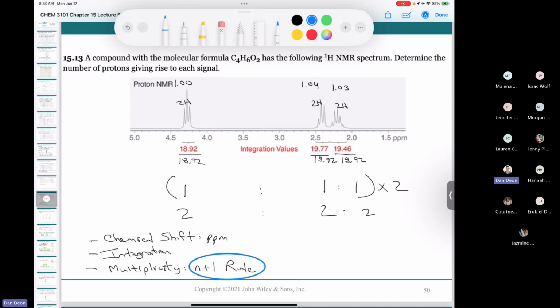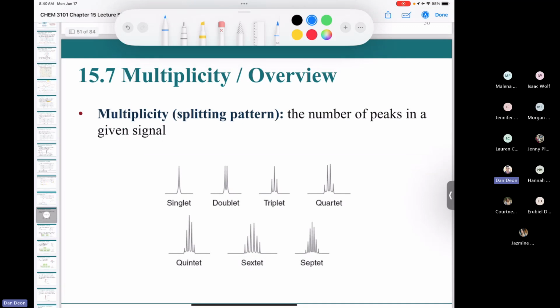Am I going to explain the N+1 rule? Oh, you bet your Bobby socks I will. Okay, it's important that I explain it. But again, you will never be asked to write an essay or provide an explanation for the N+1 rule. So let's take a look here and talk about multiplicity.